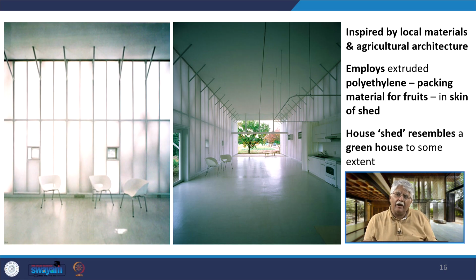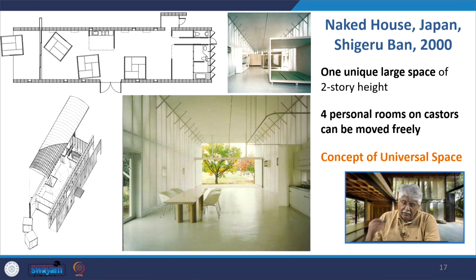By agricultural architecture I mean the material employed. This was a packing material used in the agricultural district. So he employed that packing material for fruits, basically extruded polyethylene, in the skin of this shed. This is the skin of this shed. So the shed resembles a greenhouse to some extent. In this house, one unique large space of 2-story house height has been created and 4 personal rooms which can move on casters or wheels are kept inside.